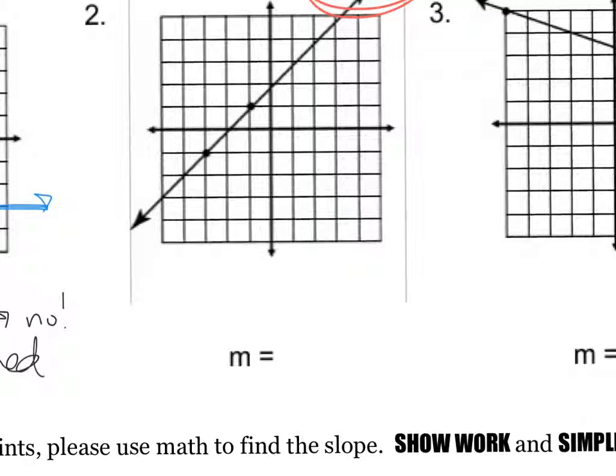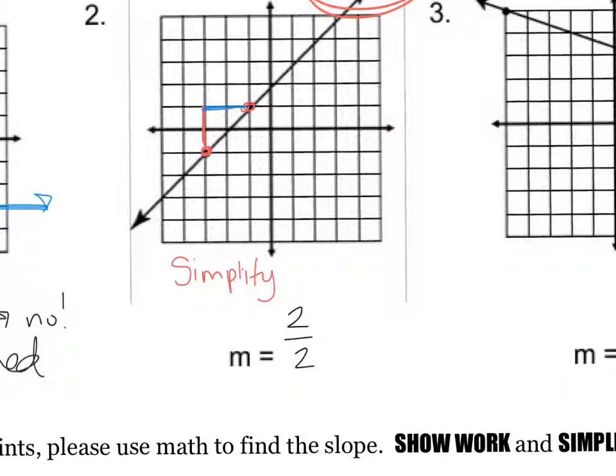Moving on to number 2, if you look at your points, you have a point here and a point there. We already declared that if you're reading it from left to right, the slope is going upwards, so it is positive. And let's count. You're going up 2, and you're going over 2. So your slope is 2 over 2. But remember, in the directions it says that we need to simplify.